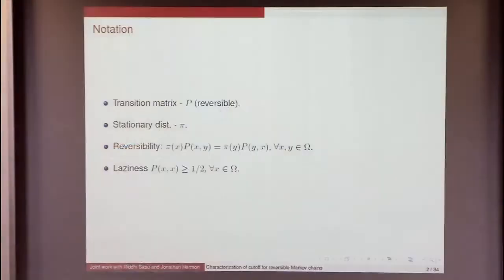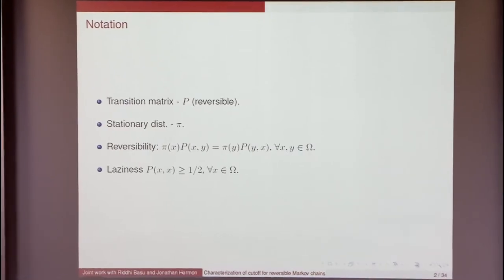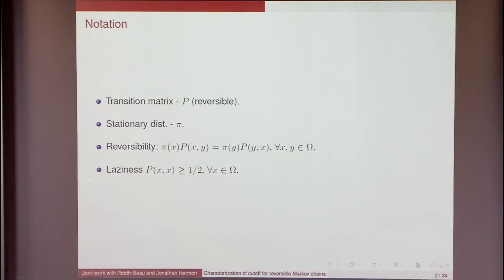So first, just to fix the notation, we're going to have a reversible and irreducible transition matrix P. Pi will be the stationary distribution. Reversibility means that moving forward or backward in time, you get the same distribution when you start at stationarity, and this is the usual detailed balance formula which captures that. And to avoid periodicity issues, we'll look at lazy chains, so that they stay in place with probability at least a half. There are other devices to avoid periodicity. This is the simplest one.